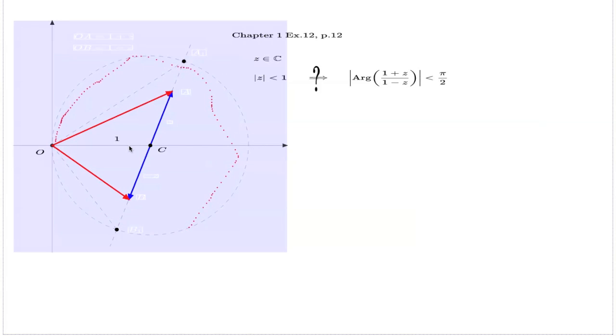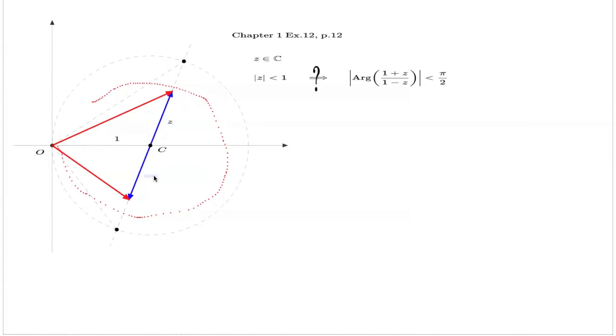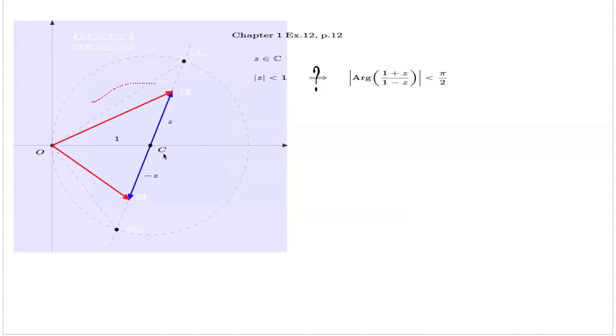Now, further on this diagram, I constructed this number z. Here it is. So this is this blue vector, the one which represents number z. Because of this condition, absolute value of z less than 1, the end of this vector z stays within the bounds of this unit circle. Now, I also picture for you here the number negative z, which is like the vector for the number z, but which goes in the opposite direction.